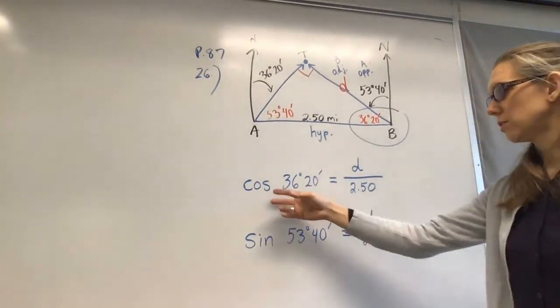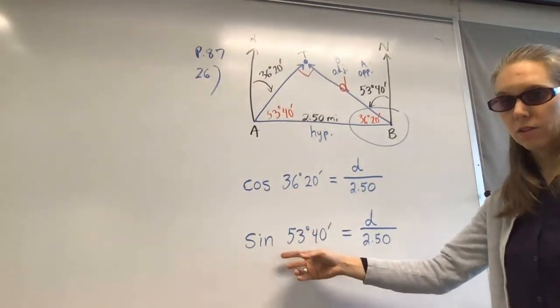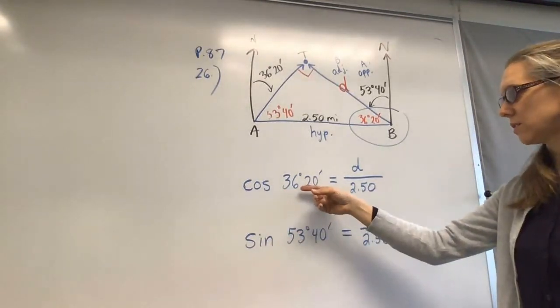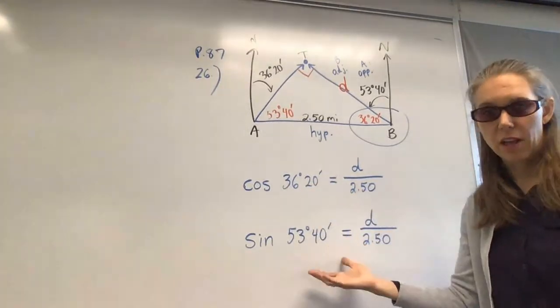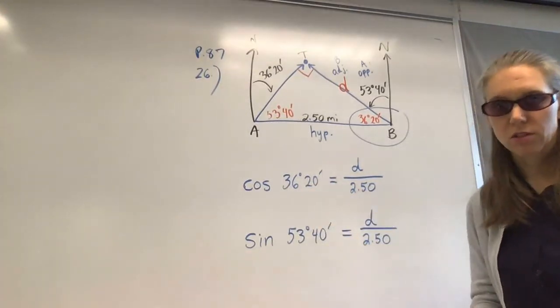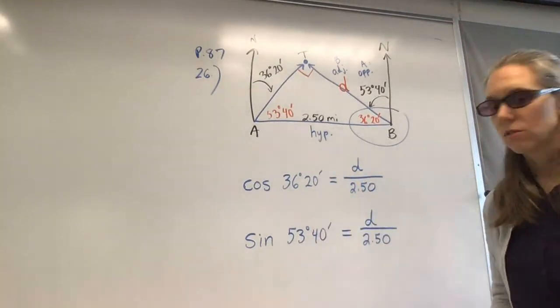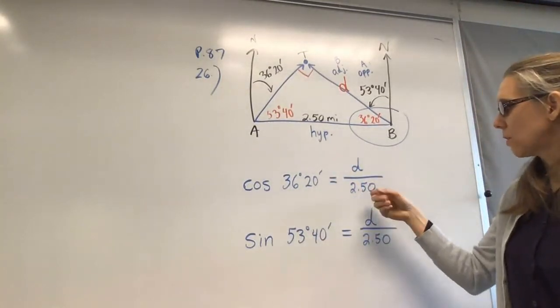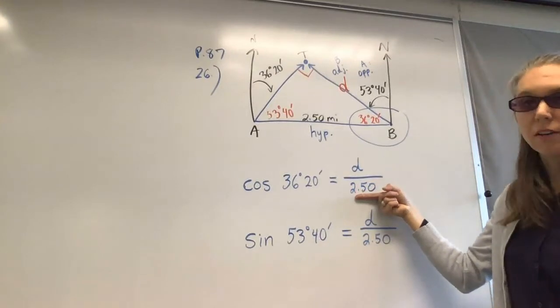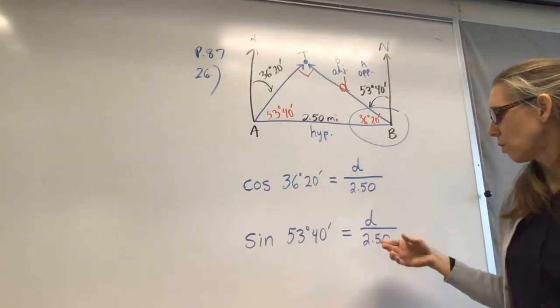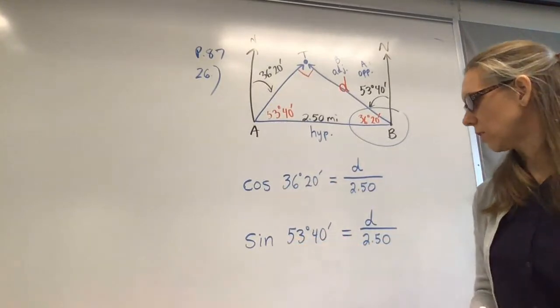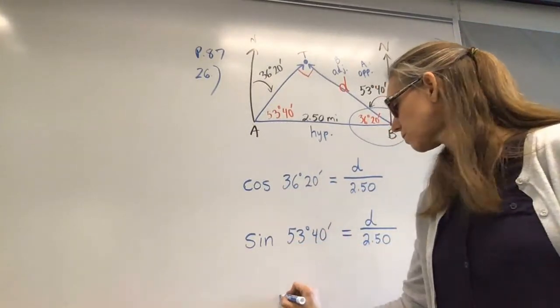Because cosine and sine are cofunctions, and 36 degrees 20 minutes and 53 degrees 40 minutes are complementary angles. That goes back to the cofunction relationship. So you can use either one of these. You just cross multiply to get D. You either multiply 2.5 by cosine of 36°20' or 2.5 times sine of 53°40'.